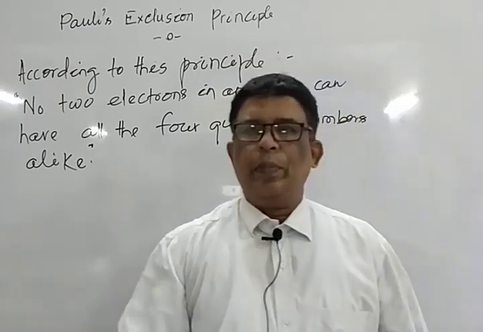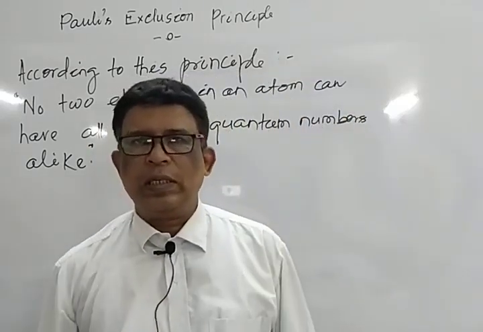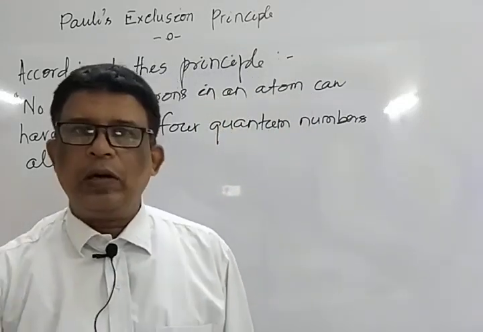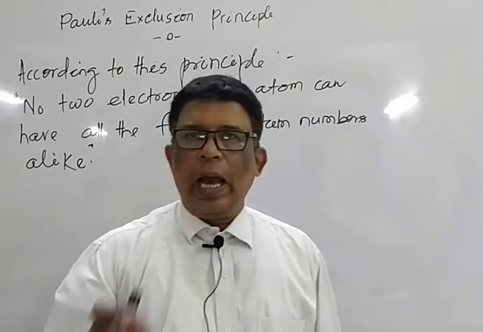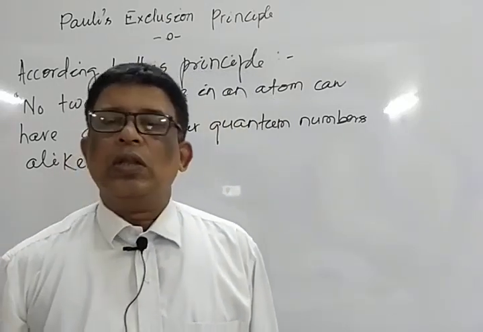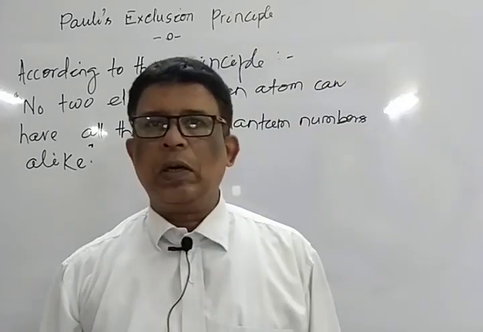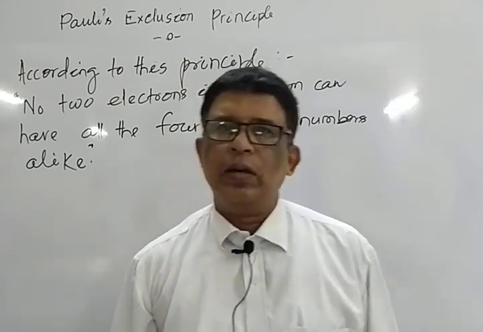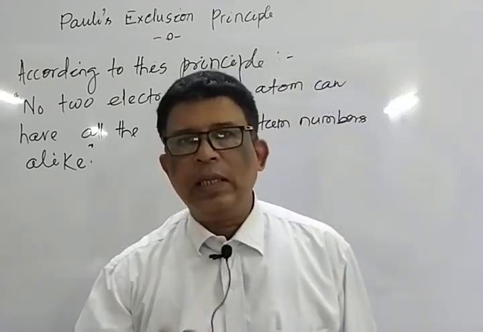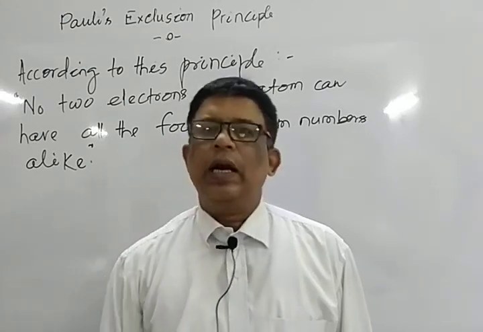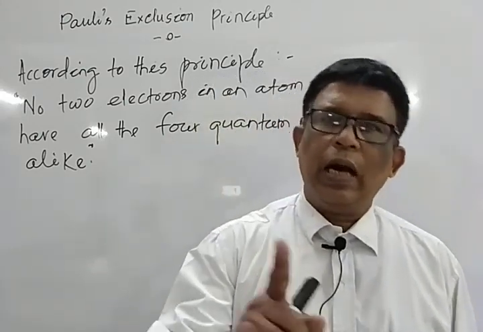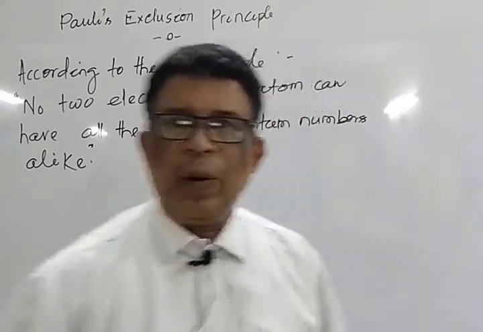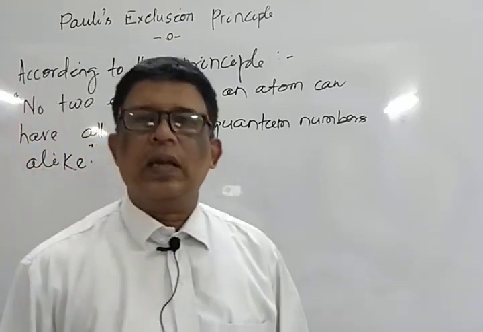At best, a maximum of three quantum numbers remain the same. That is the principal quantum number, azimuthal quantum number, and magnetic quantum number. While the fourth quantum number, that is the spin quantum number, is different. That is, for the first electron it is plus half, meaning it rotates clockwise, while for the second electron it is minus half, that is, it rotates anti-clockwise. Let us apply this concept for a nitrogen atom.